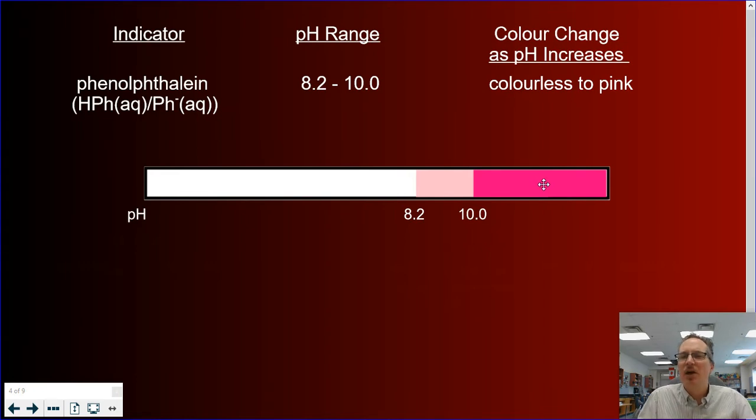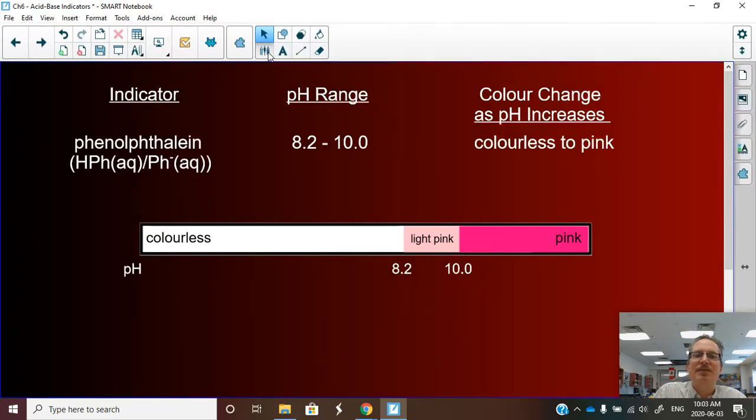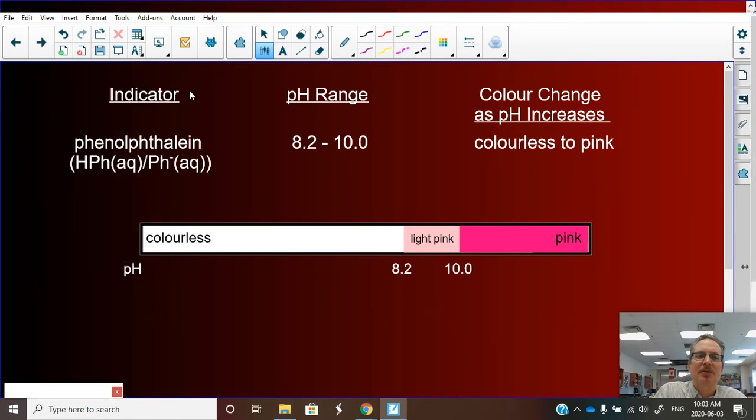And you have to ask yourself, what is the color between colorless and pink? And I always call it just light pink. We don't have to reinvent the color wheel here. We don't have to make it difficult. There's no purpose to that.